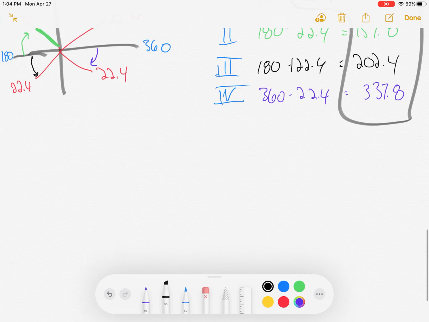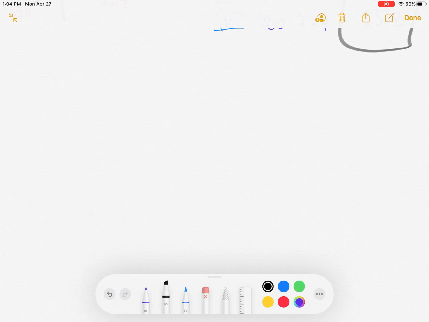Here we go, on to number 18. I have pictures on my phone to see which ones I took, so let's take just a second. Okay, this is 4 times the sine squared of x minus 3 equals 0.